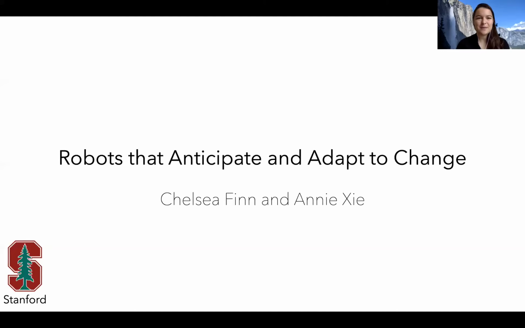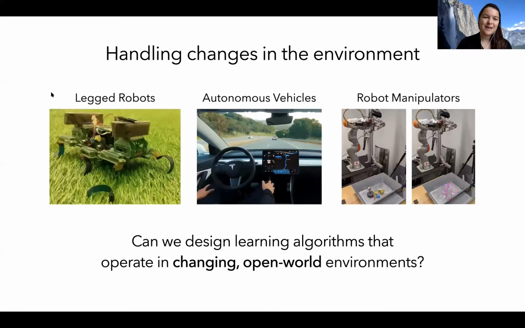I will be talking about robots that can anticipate and adapt to change. And like the title of the workshop, we're specifically going to talk about how we can design learning algorithms that can operate in dynamic open world environments. And the algorithms will be relevant to things ranging from legged robots to autonomous vehicles to robot manipulation.